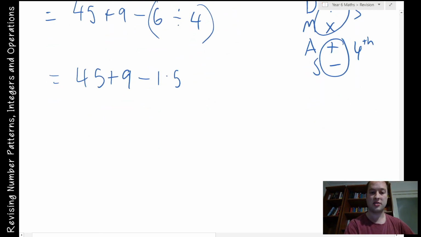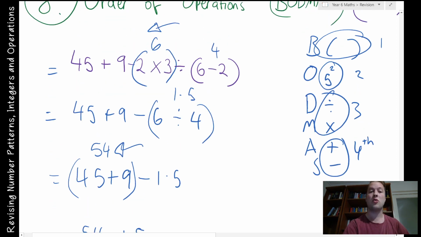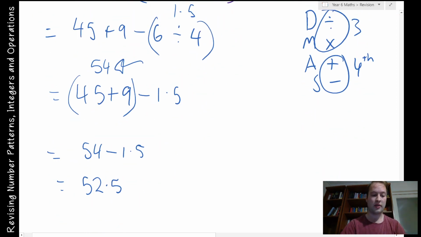I've just got addition and subtraction left. They're both equal importance. I'm going to do the one furthest left just because that'll be easier. So 45 plus 9 is 54. And then 54 take away 1.5 is my last question. And that is 52.5, I believe. Yep. So that is how we work our order of operation questions. Hopefully that helped you today.